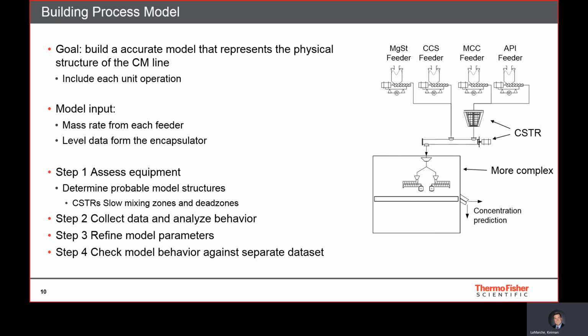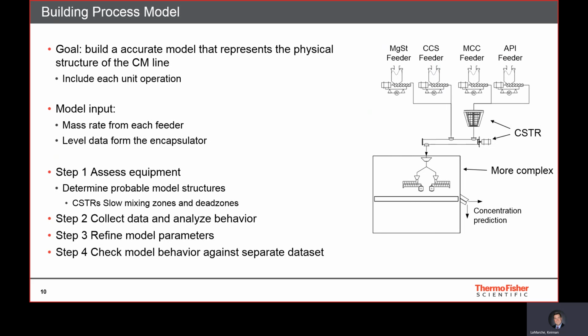Building the model followed 4 steps. The equipment was assessed to determine probable model structures. A set of CSTRs were selected for each unit, along with a single plug flow reactor. Data was collected from the system and analyzed. So we look at the behavior of the system and finalize the model structure.